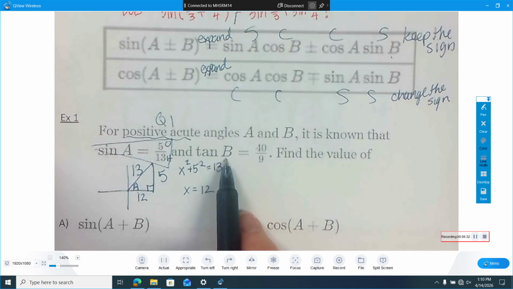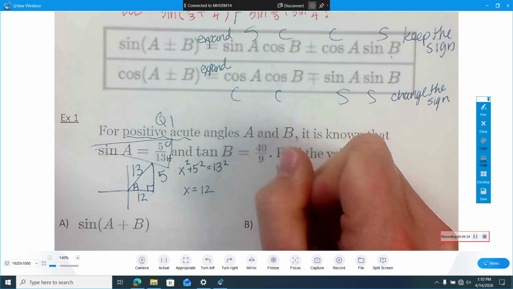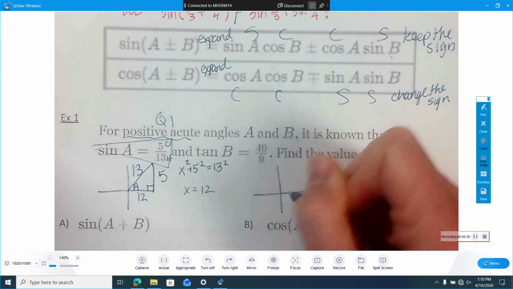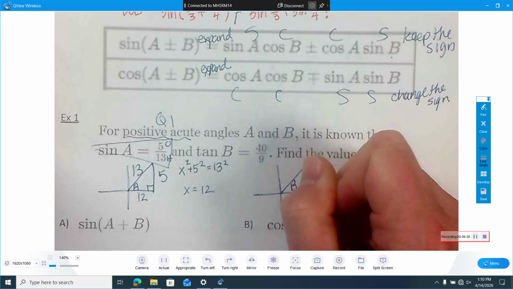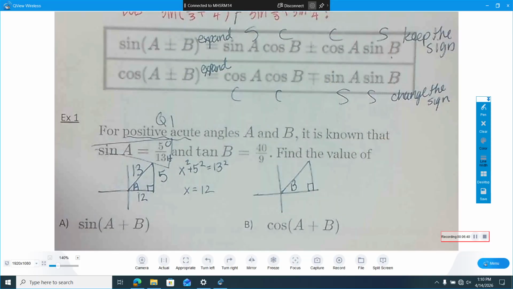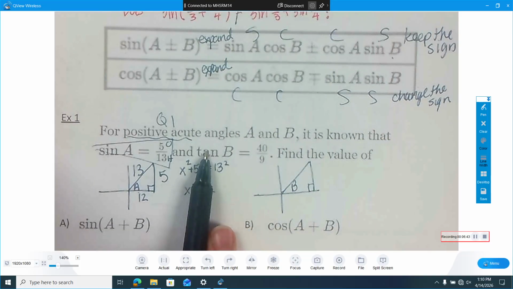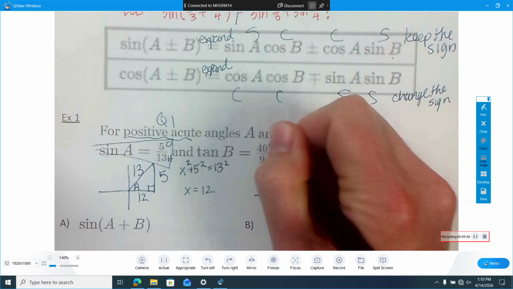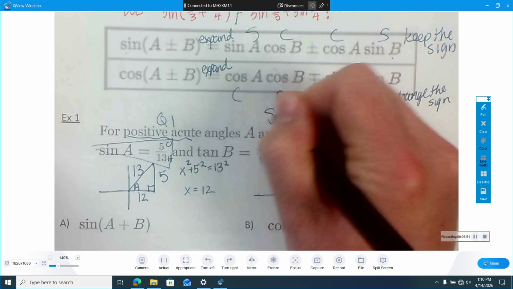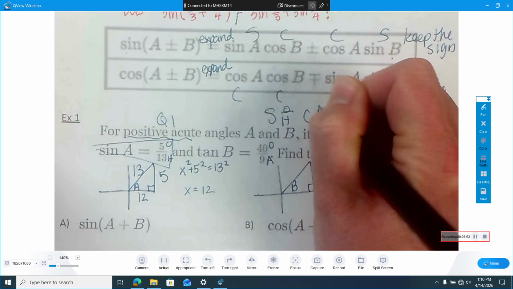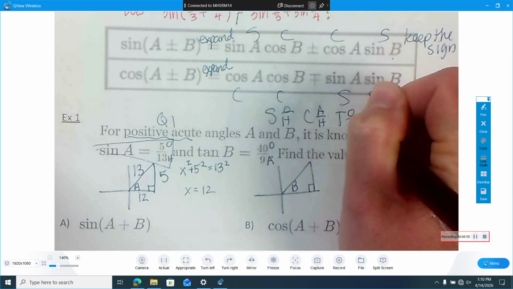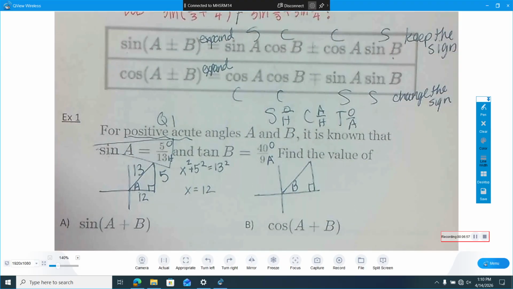I also have another angle, angle B. Again, I want to draw the picture. Here is angle B, again, in quadrant 1. Now, the tangent of this angle, what sides are we given if they give me tangent? Opposite over adjacent. SOHCAHTOA. So, again, if you are fuzzy, write it down.